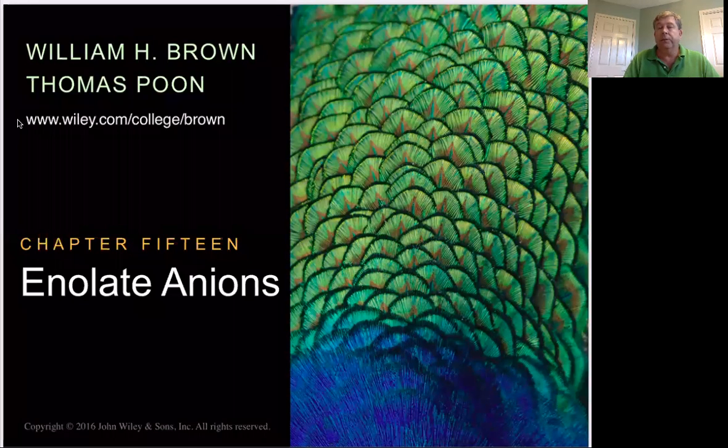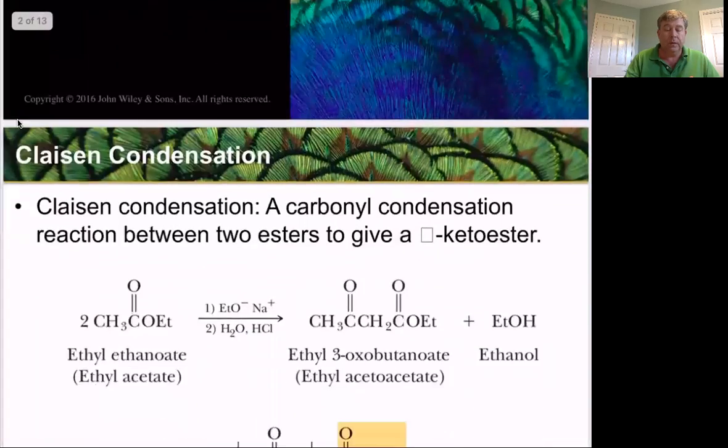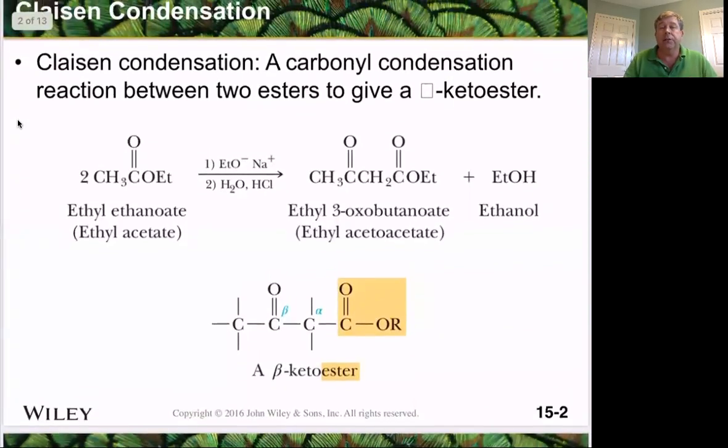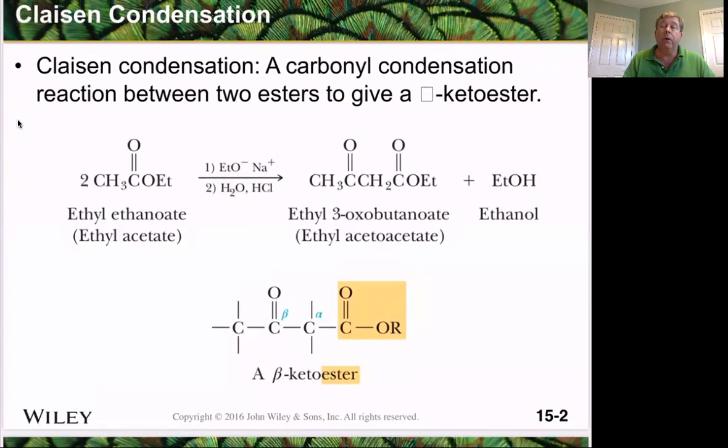Okay, Organic Chemistry 2330. We're going to continue on with our chapter 15, enolate ions. We're going to do additional reactions. In the last one, we learned about the aldol reaction. In this one, we're going to learn about a different reaction called the Claisen. Okay. In the Claisen condensation, we have it a little bit different than before.